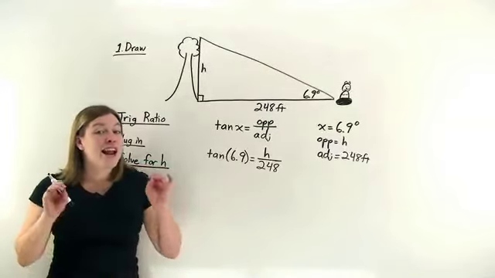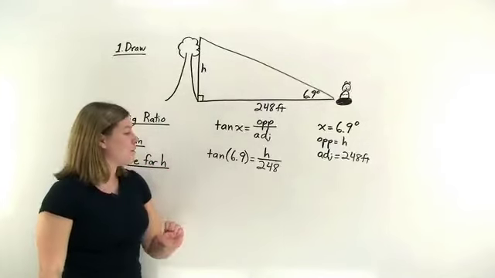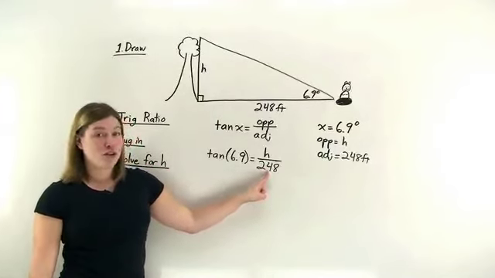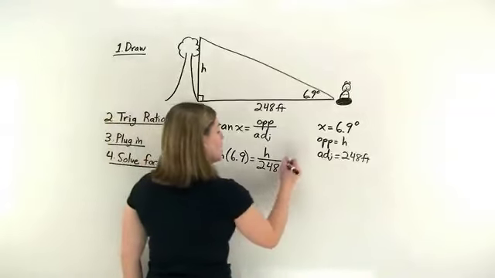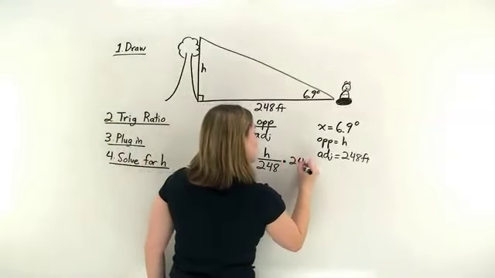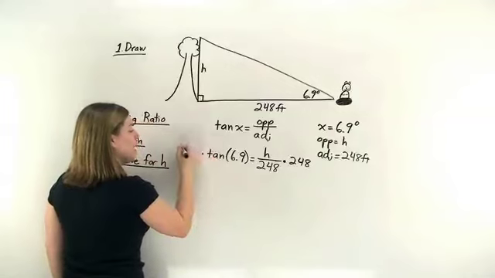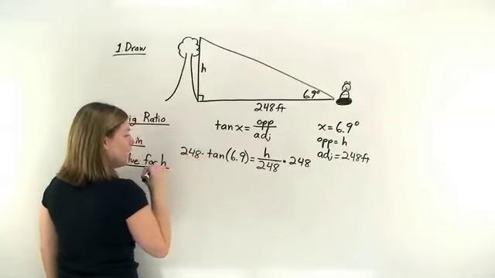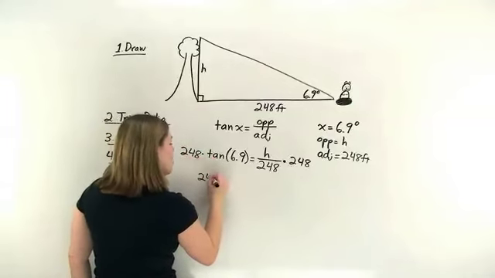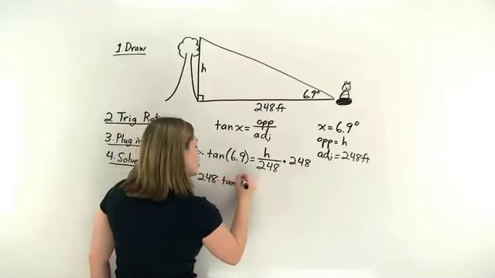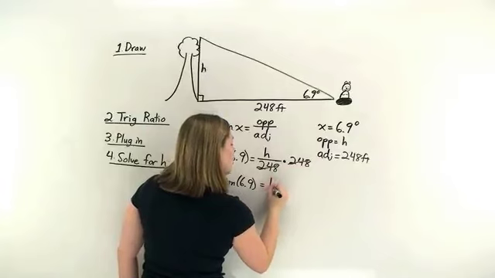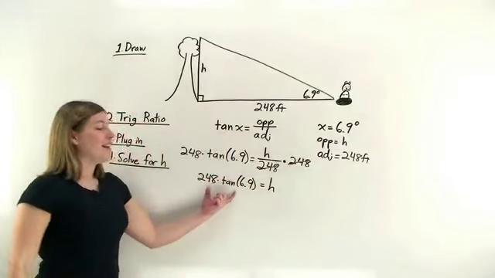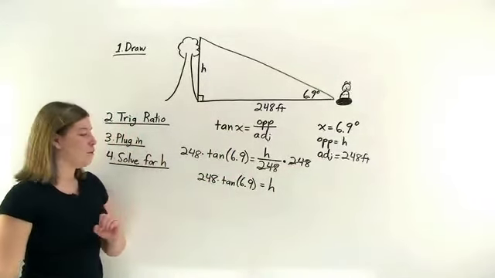To do that, we need to get h by itself on one side of the equal sign. So we need to take this 248 and move it to the other side. To do that, we perform the opposite operation. Right now it's being divided, so we need to multiply it on both sides in order to move it. Over here we get 248 times tangent of 6.9 degrees. And over here, we're just left with h. So let's simplify and figure out what h is equal to.